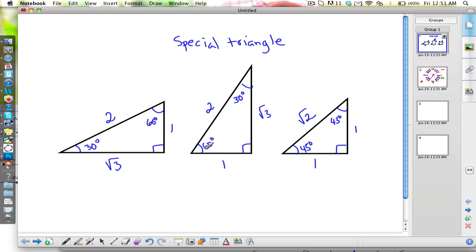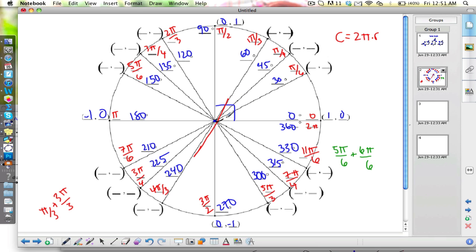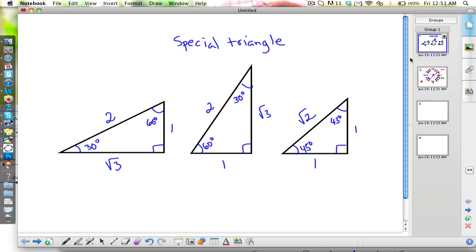This has a hypotenuse of 2, this has a hypotenuse of 2, and this has a hypotenuse of root 2. This triangle has a hypotenuse of 1. That's a problem. So we need to convert all of these to a hypotenuse of 1. How do I do that? You're going to divide each side by 2. Divide by 2 for these, but not dividing by 2 this time. Divide by square root 2.